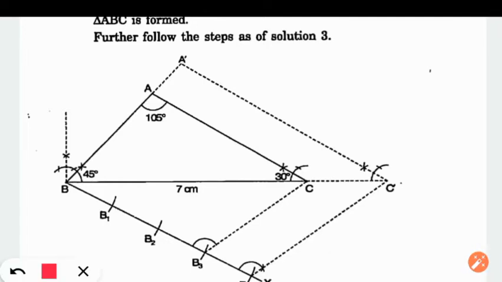So half of 90 degree is 45 degree. That means you need to bisect this angle. Now how can we bisect this angle?